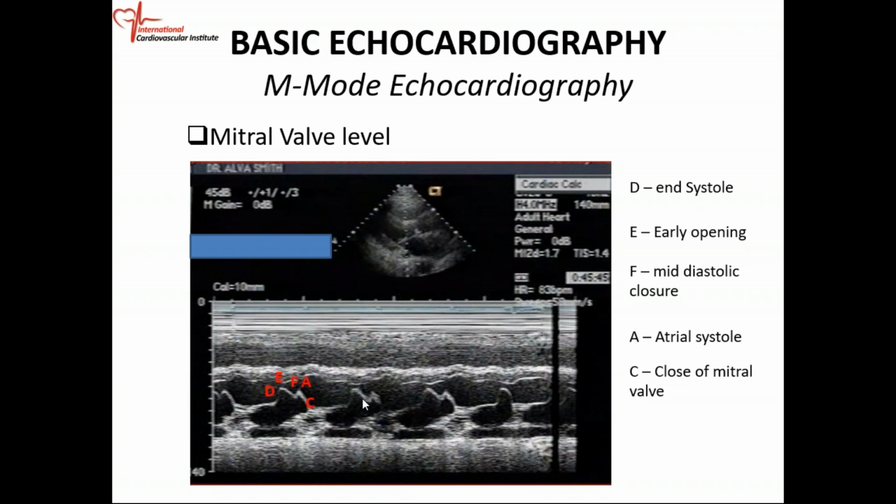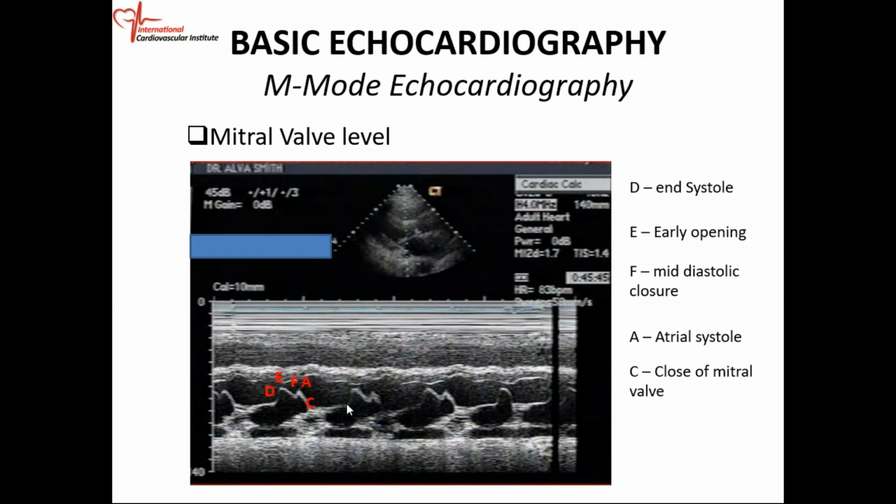Then from the E point, we have the F point. The F point is just the mid-diastolic closure, which is right there. Then you have the A point, which corresponds to atrial contraction or atrial systole. And then you have your C point, which is closure of the mitral valve. So you can just look at it and figure out what's happening.